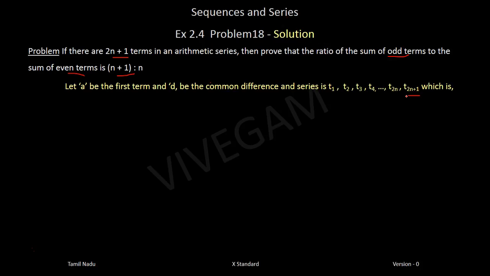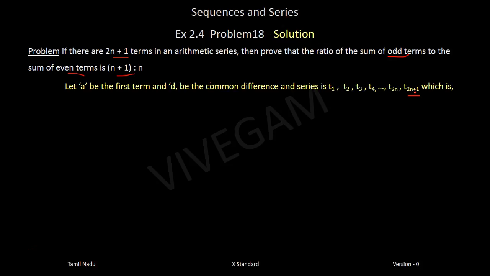So it will always be an odd number of terms. Because the start is odd and the end is also odd, half of 2n is n. So there will be n even terms and n plus 1 odd terms, because the start is odd and the end is also odd. Okay, so that is one thing you'll have to understand. Anyway, I'll show it down.